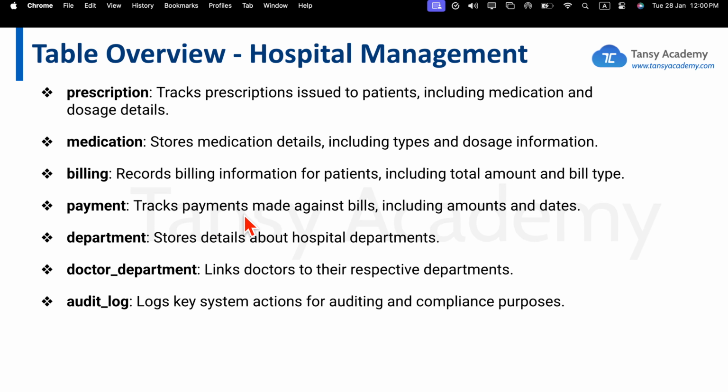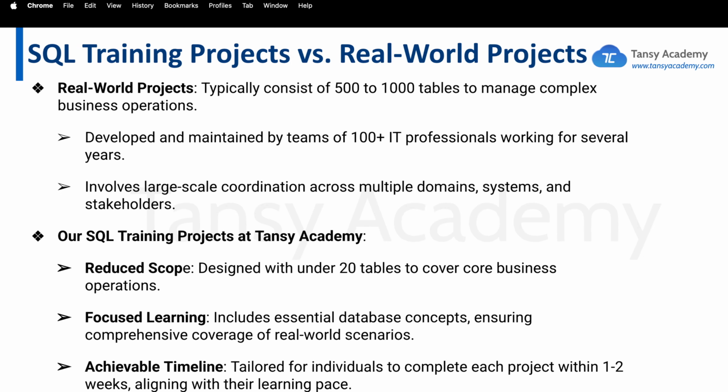In payment, you track payments received against bills from the patients including amounts and dates. Department table stores detail about hospital departments. Doctor department links doctor to their respective departments. And then finally, audit log table logs key system actions for auditing and compliance purposes.